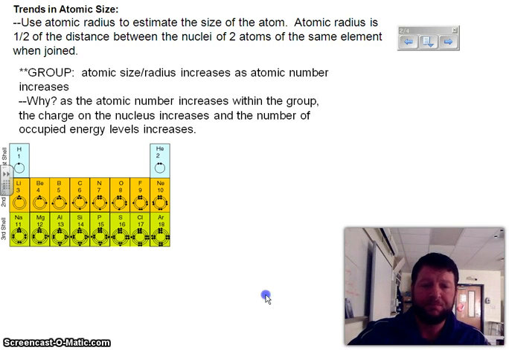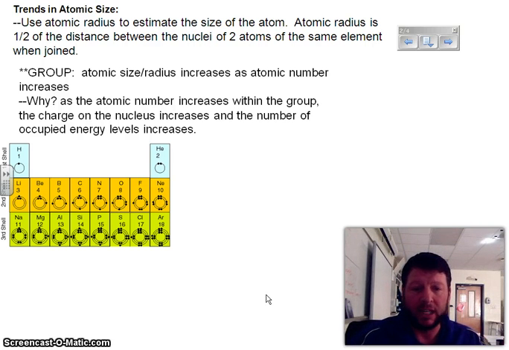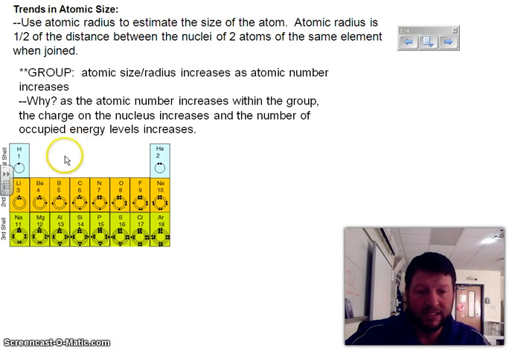So let's take a look. In a group, the atomic size or radius increases as the atomic number increases. What is increasing in atomic number? We know that increases the charge on the nucleus because we are adding protons. So as we move down, as we go from hydrogen to lithium to sodium, we are adding protons. And as we add protons, we are also adding energy levels. Take a look at hydrogen. It has one energy level. Lithium now has 2. Sodium now has 3.